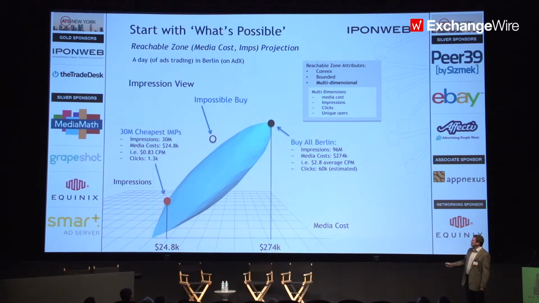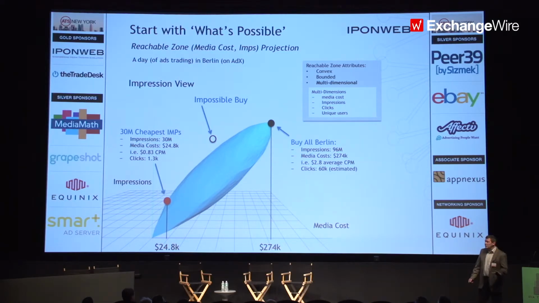And if, for example, you try to get $200-odd for 60 million-odd impressions, that's not possible. That's outside of the reachable zone. So a natural DSP strategy would be, OK, I go in and get the cheapest 30 million impressions for this day in Berlin. Yes, that's this point. And you can see I need to spend about $25,000, and we'll be paying about 83 cents CPM.